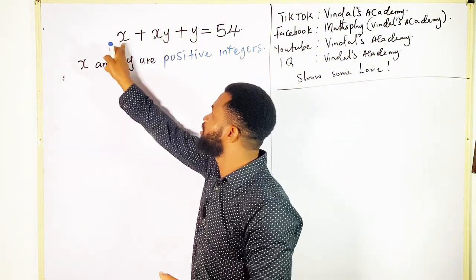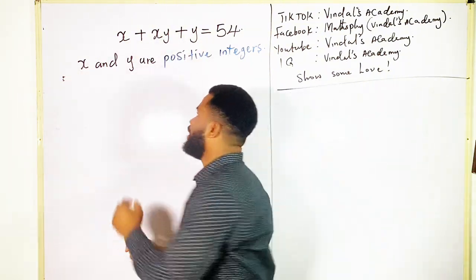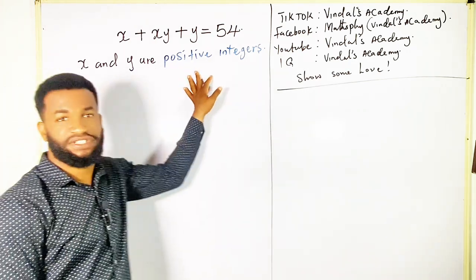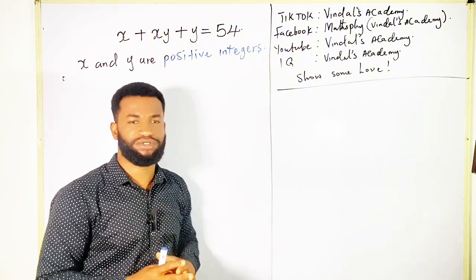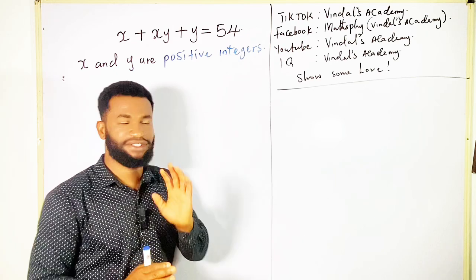Let's have this question. We say that x plus xy plus y is equal to 54, and we are told that x and y are positive integers. So we are going to go through this question, please. Let's take it step by step.